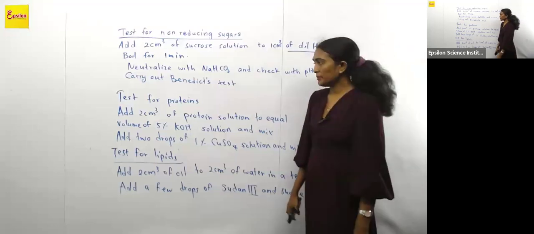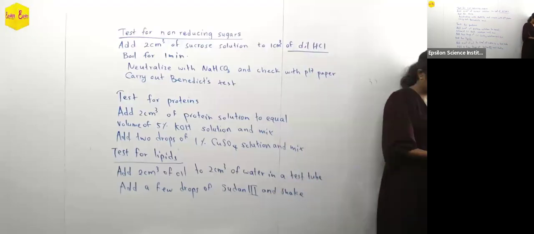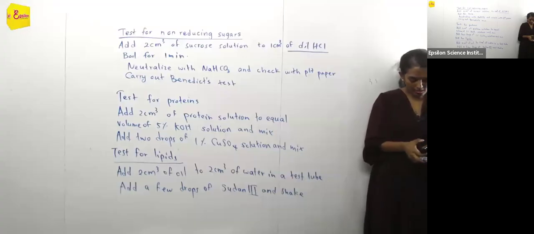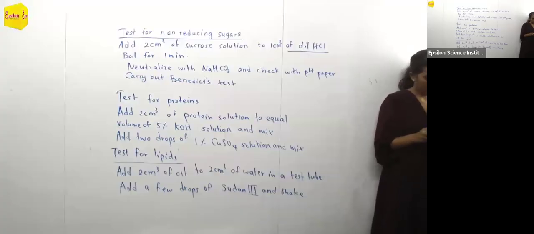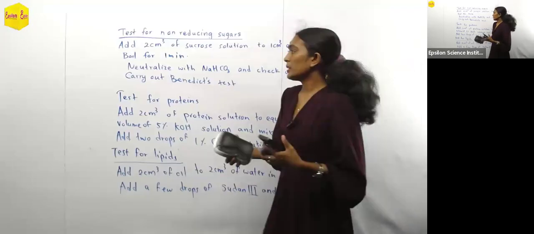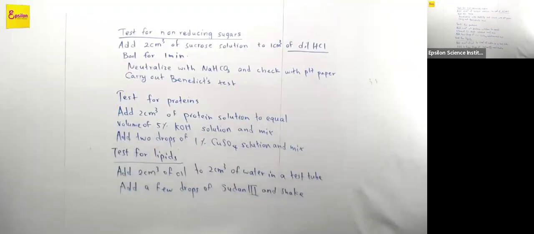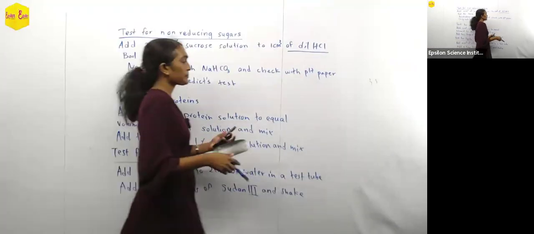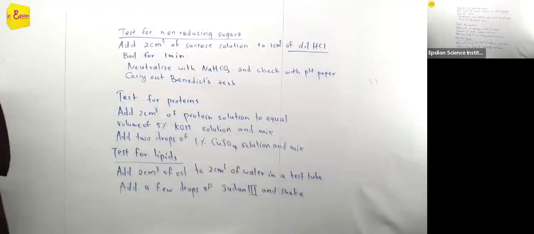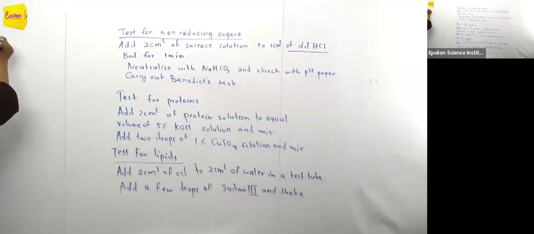How did they finish writing? I'm going to the next part. It's asking about the color change now. Color change for a positive test. So we'll take one by one according to the order we wrote. The first one I would take is the starch test, the iodine test. It's asking the color change there.